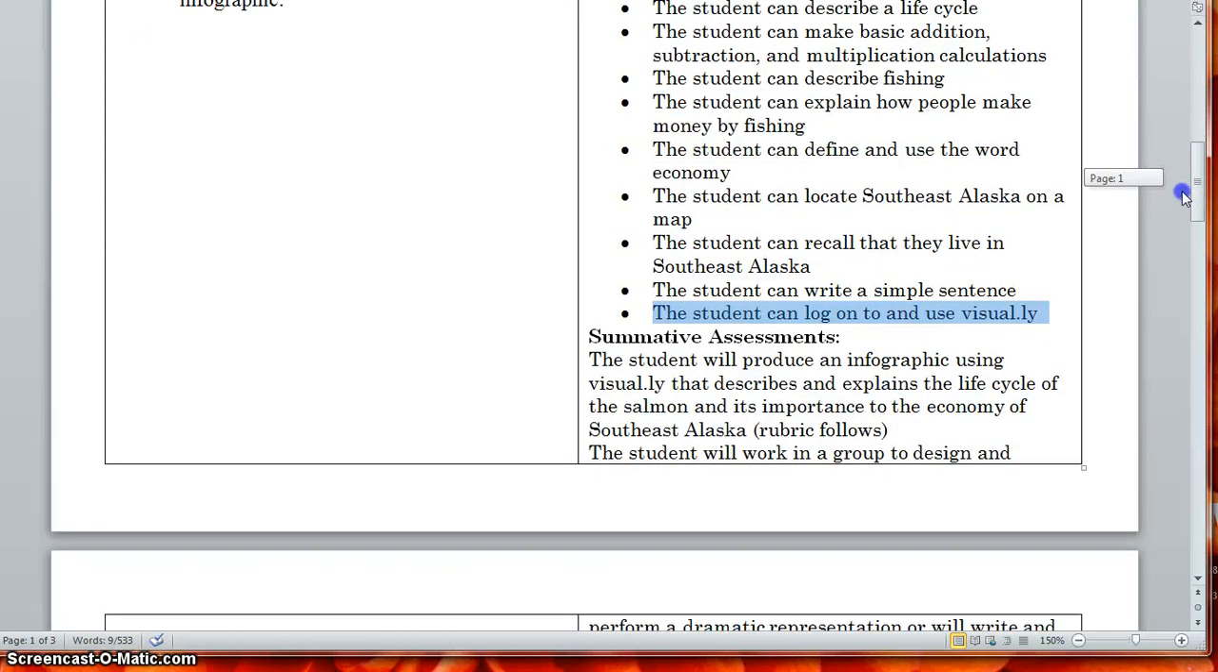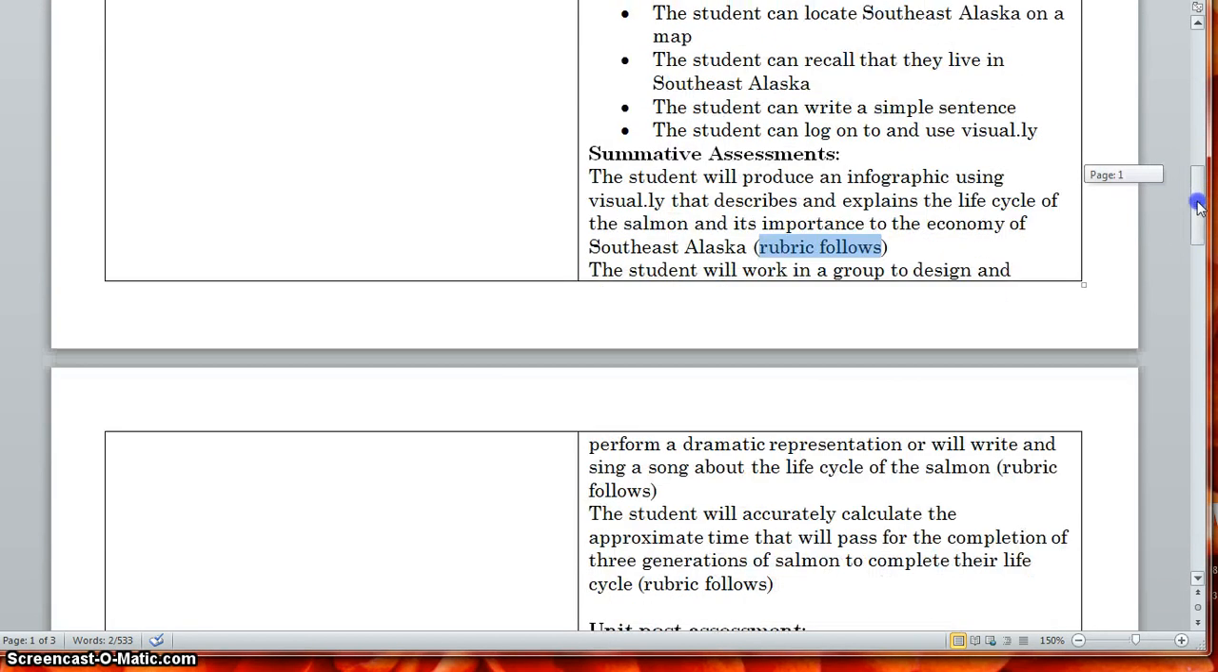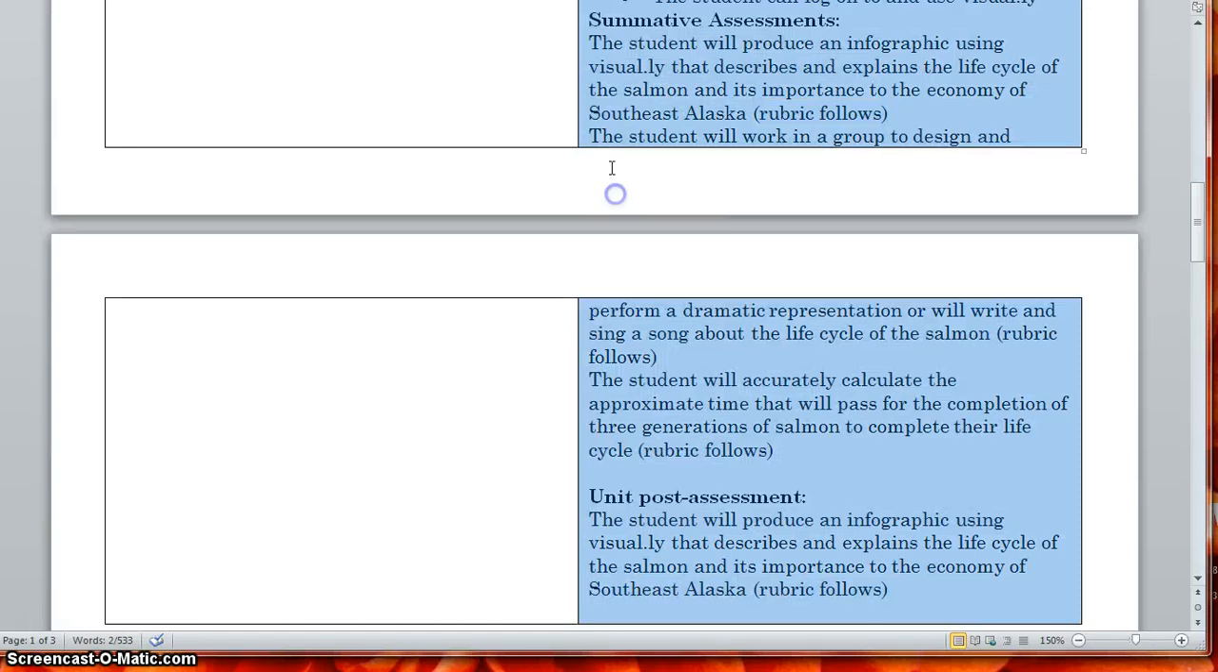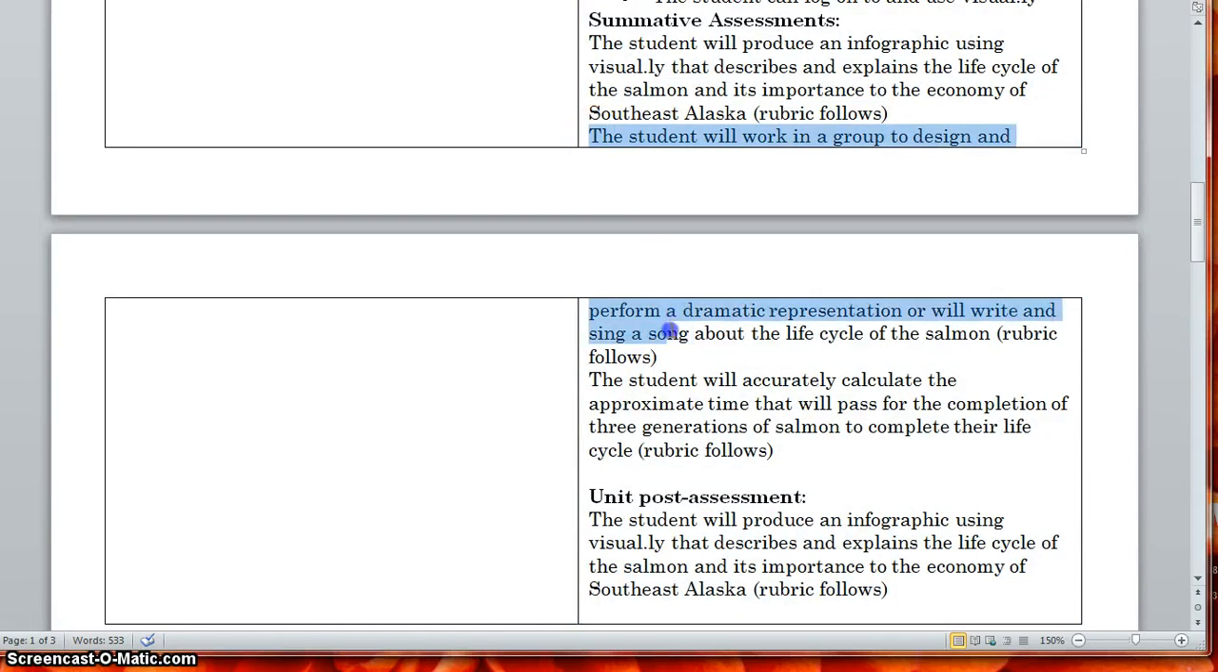My summative assessment is that the student will produce an infographic using Visme that describes and explains the life cycle of the salmon and its importance to the economy of Southeast Alaska. You don't need to include rubrics for 621B, but you will for 621C. The student will work in a group to design and perform a dramatic representation, or will write or sing a song about the life cycle of the salmon. This is where I'm offering choice, part of that differentiation we're going to talk about next week. I'm offering students choice about how they want to represent their work.